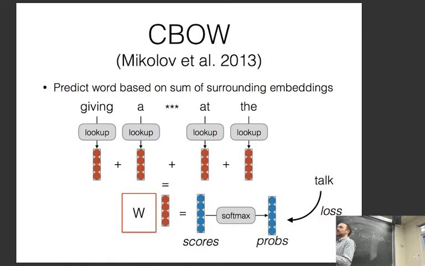Yeah. Also, it's not a valid distribution, right? These are just scores. You have to take a softmax over all possible scores to get a valid distribution. So that's getting a little bit ahead of this.